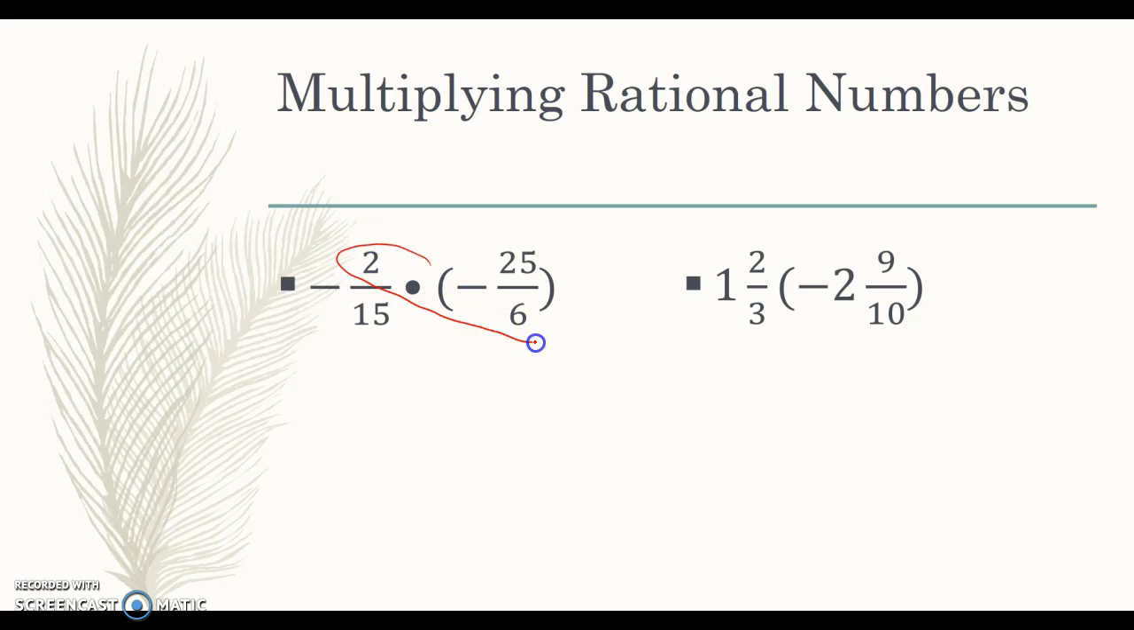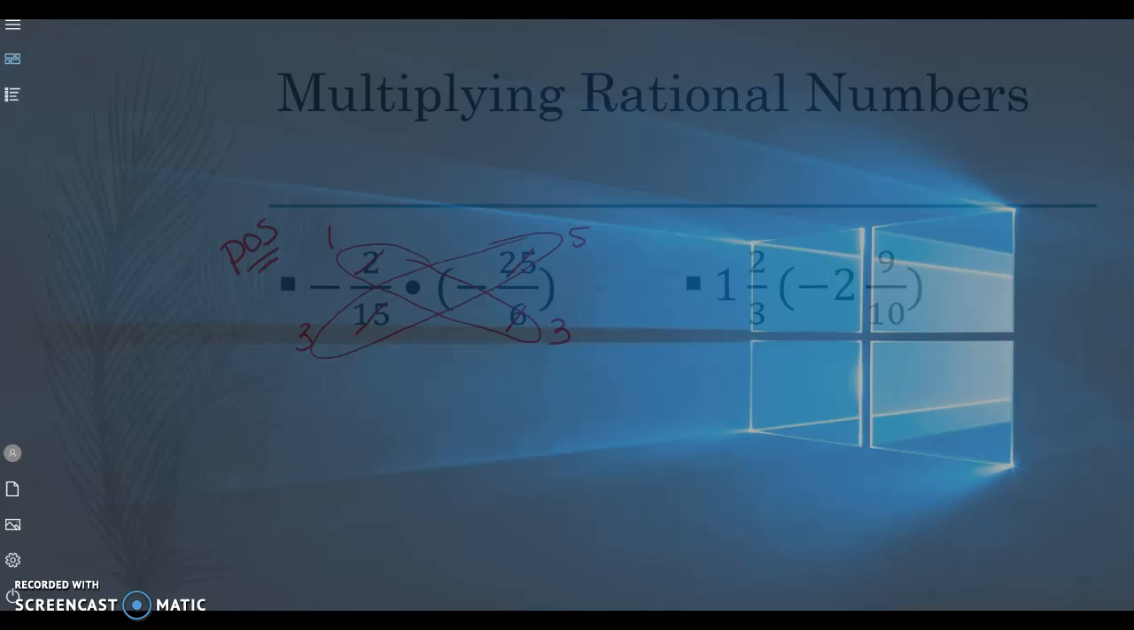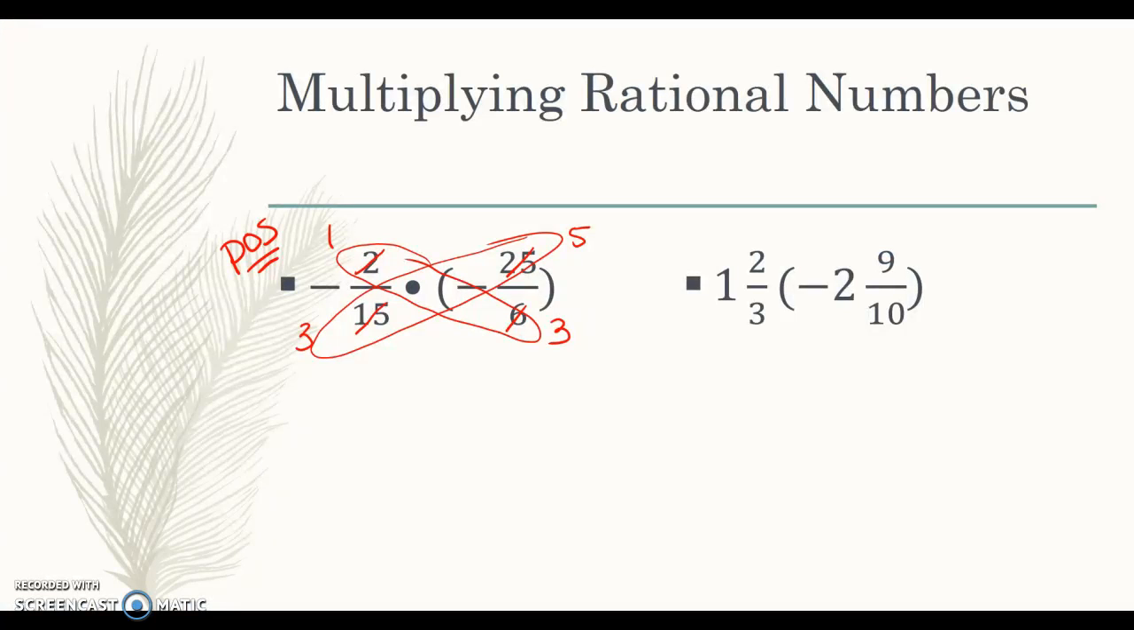I can cross cancel 2 and 6, and I get 1 and 3 if I divide them both by 2. 15 and 25 can both be divided by 5, so 15 becomes a 3, 25 becomes a 5. Now I've got a negative times a negative, and that is a positive answer, if we go back to our integer rules there. So then once we've done all of our cross canceling, we're going to multiply straight across, and we get 5 over 9, and we know it's positive, so our answer is 5/9.